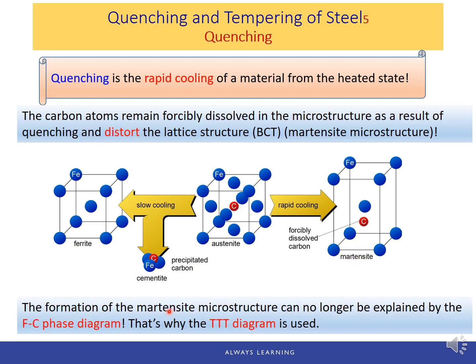So the formation of the martensite microstructure can no longer be explained by the iron-carbon phase diagram, because that is an equilibrium phase diagram. So this structure is an imbalanced structure, or doesn't exist under equilibrium conditions. And that is why the TTT diagram, the time temperature transformation diagram, is used.